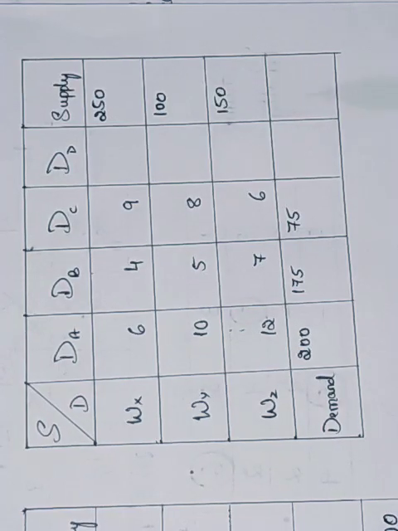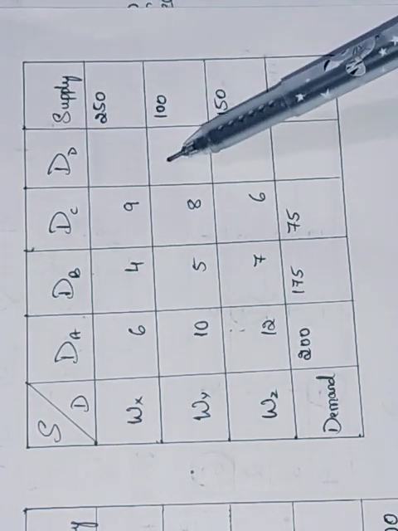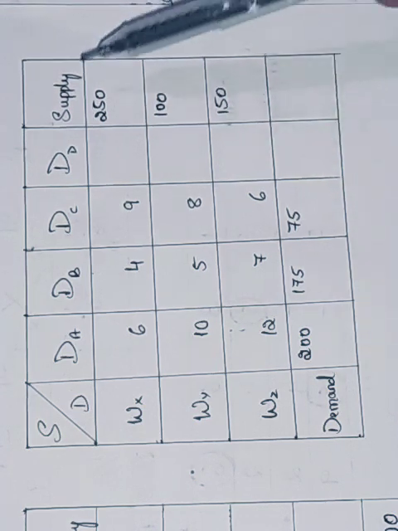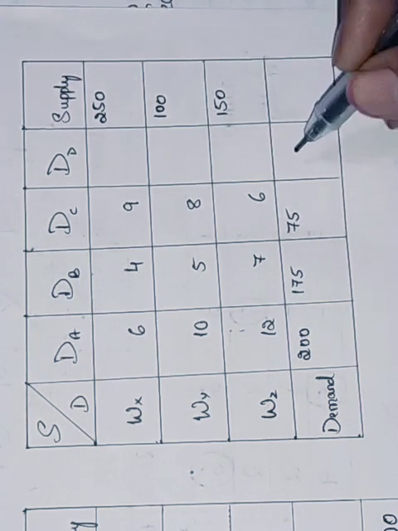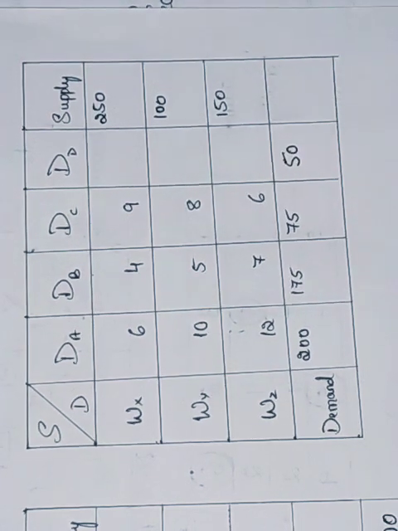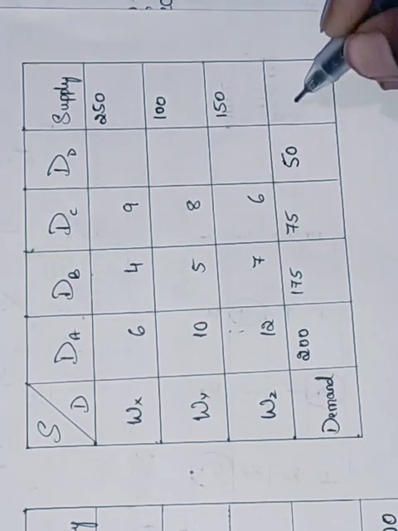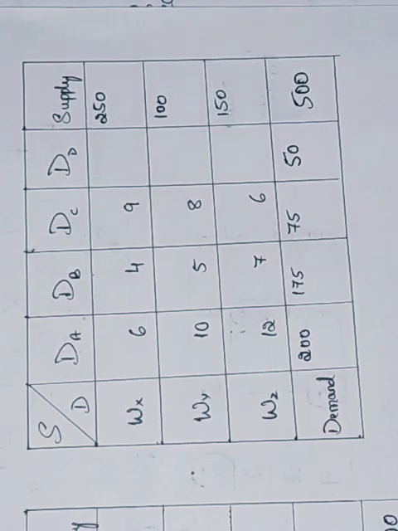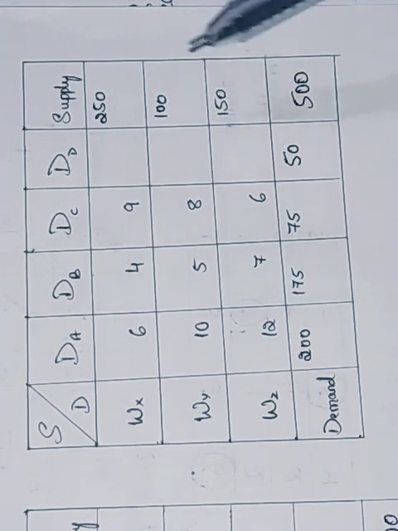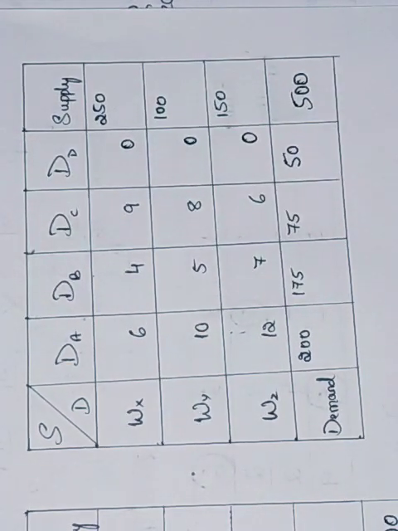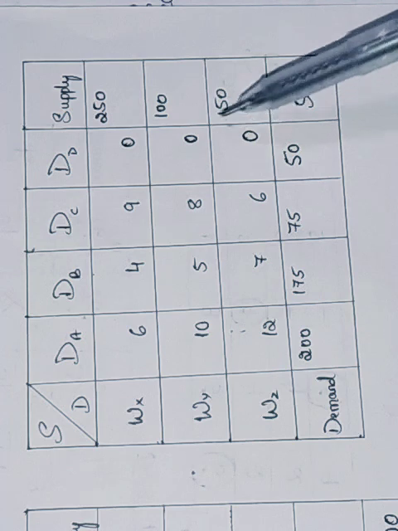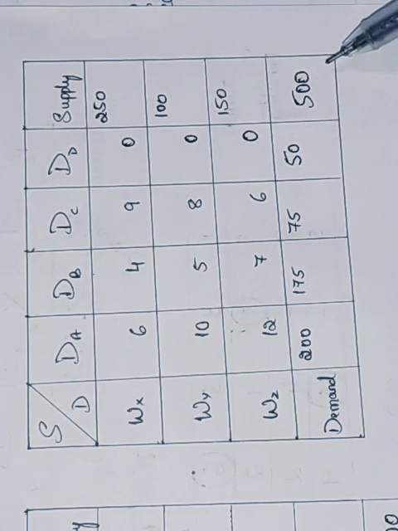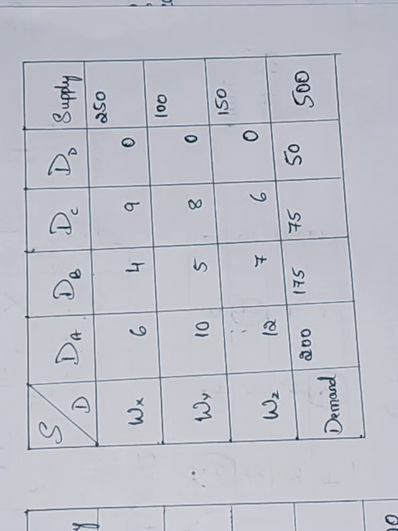So we need to introduce a dummy destination. Look here, I have introduced a dummy destination because demand was less than supply. It was less by 50 units, so I have added 50 units. Now it becomes 500 units. As I have told in the earlier example, the cost of transporting units from a dummy source or dummy destination is 0. In this way we are going to convert an unbalanced into a balanced transportation problem.